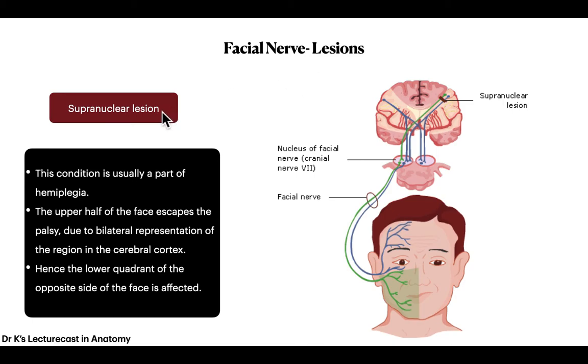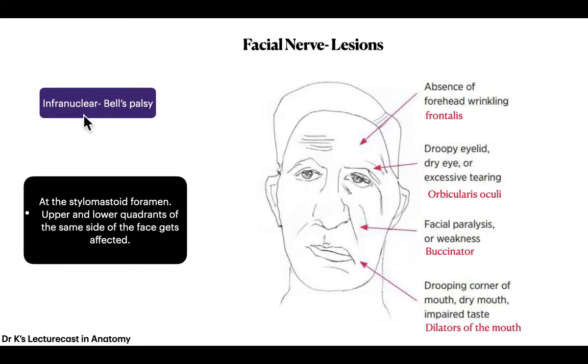So facial nerve lesions, infranuclear lesion, which is otherwise called Bell's palsy. Can you see here? Absence of forehead wrinkling because of the impaired function of the frontalis muscle, droopy eyelid, or excessive tearing because the lacrimal secretion is also disrupted. Facial paralysis, the prominence of the cheek muscle, the buccinator, is not seen, and drooping corner of the mouth because dilators of the mouth don't open, so it's kept open and saliva dribbles down.